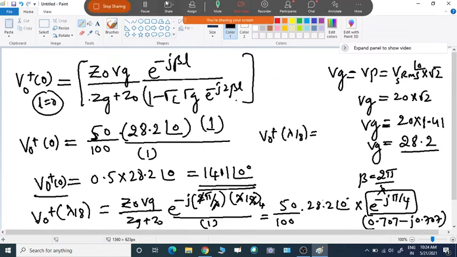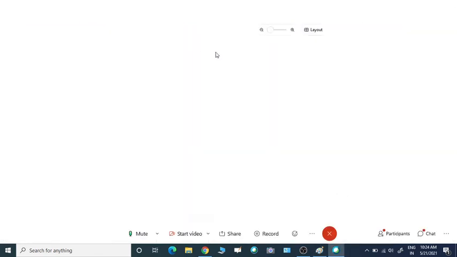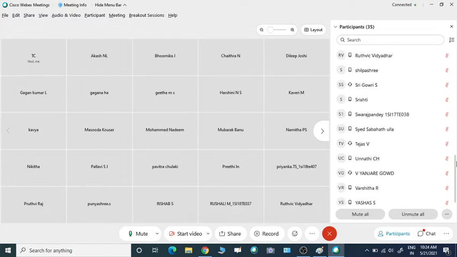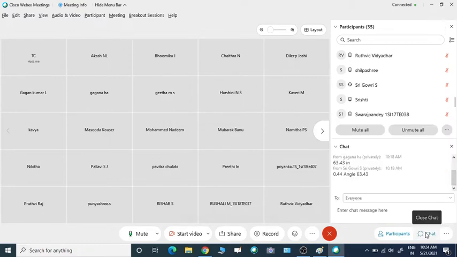Anybody calculated? Rishabh calculated. What is the value? Doing, sir. Sri Gauri.